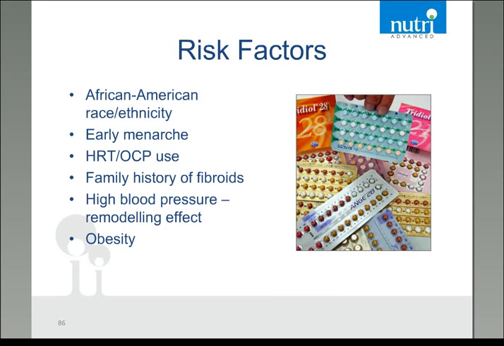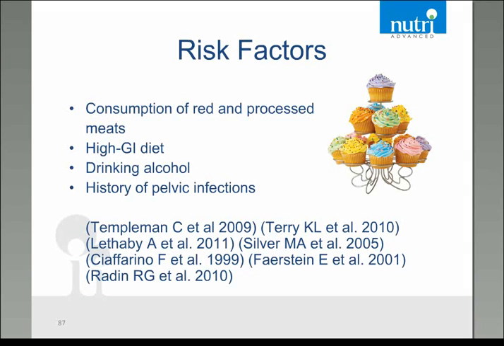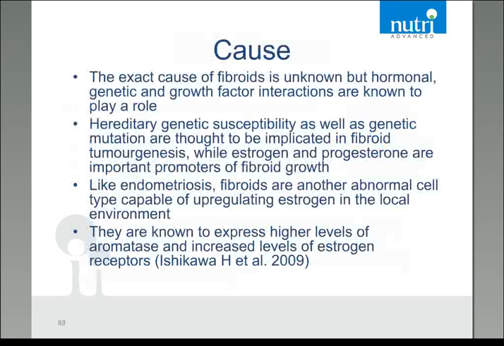Risk factors include African American race or ethnicity, early menarche, so early starting of periods, HRT or OCP use, family history of fibroids, high blood pressure, remodeling effects, and obesity. Consumption of red and processed meats, high glycemic index diet, drinking alcohol, and history of pelvic infections.